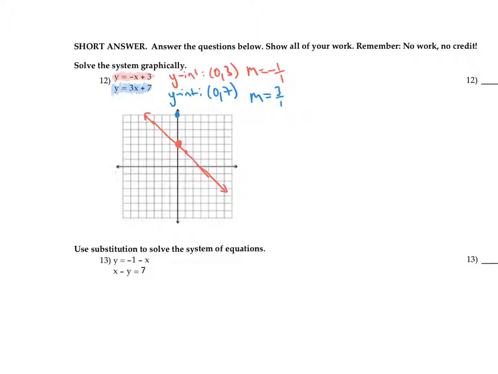Okay? And from there, normally I would count up 3 and right 1, but you'll notice that goes off the page. So remember, up 3 and right 1 is the same thing as going down 3 and left 1. Okay, that would end up on the same line. So we'll count down 3 and left 1. And when we connect those dots, you can see that these do intersect right here. So that is the answer negative 1, 4. Okay, that would be our point answer.